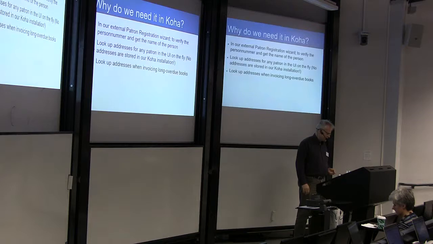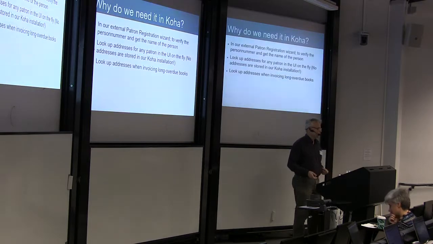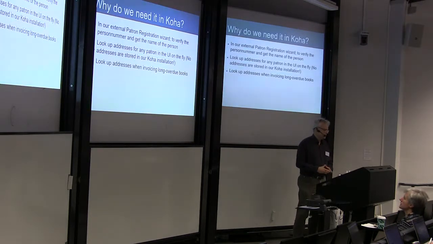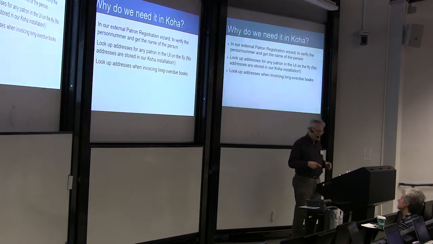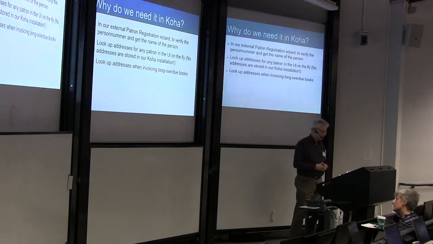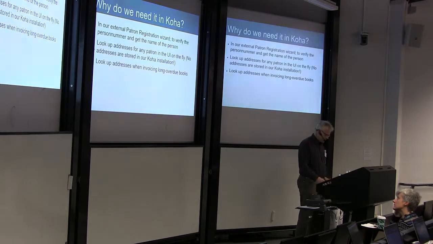Now the second place is a function in our Koha system that allows us to manually look up the address for any patron in the UI. So we don't store any addresses at all in the database. And the third place is when we are invoicing for overdue books. That's an automatic process. So it's these three cases that we need it.